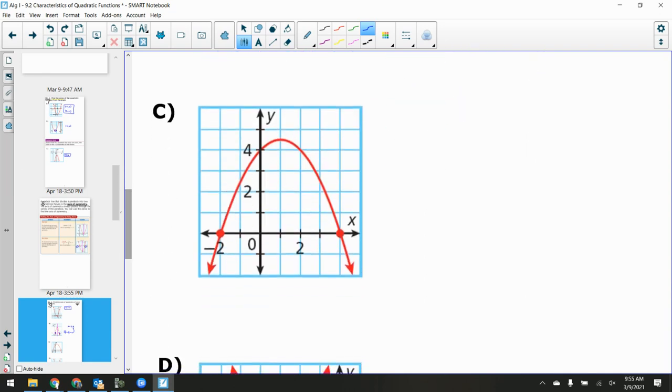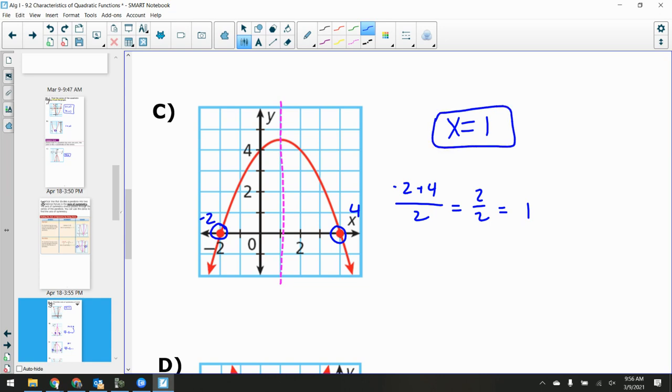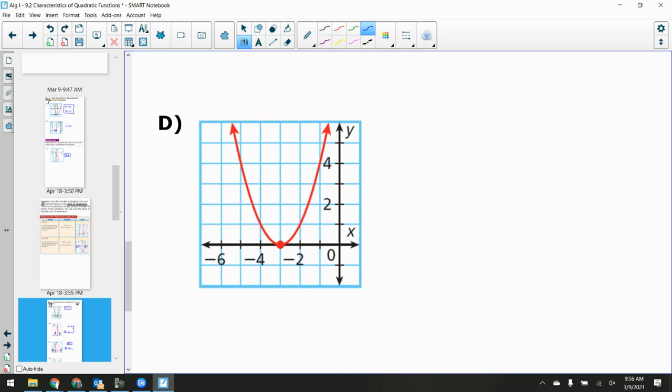Where do you think that one is? Looks like it's x equals 1, right? Let's check and make sure. This one's at -2, and this one's at +4. What's halfway between -2 and +4? 1. Find the average of those two coordinates. It's 1. And again, we're going to say x equals 1. That full answer is x equals 1. What about the last one? Where is it on the last one? -3.